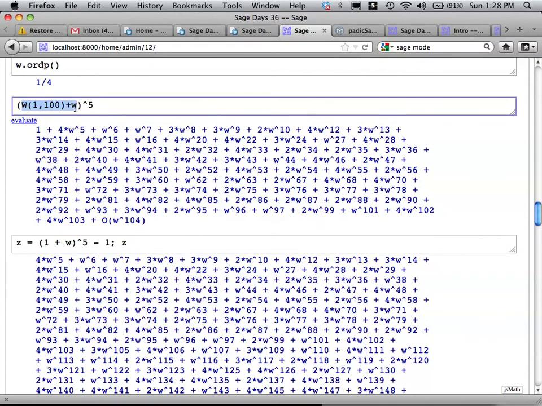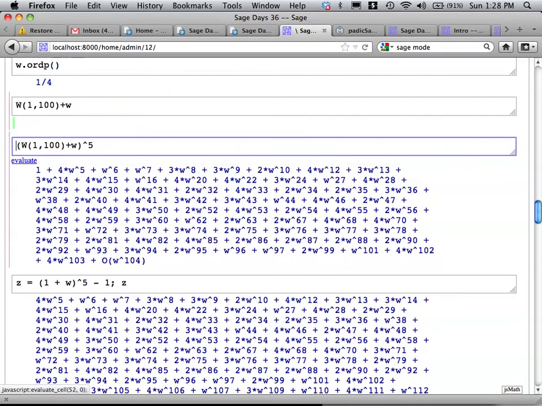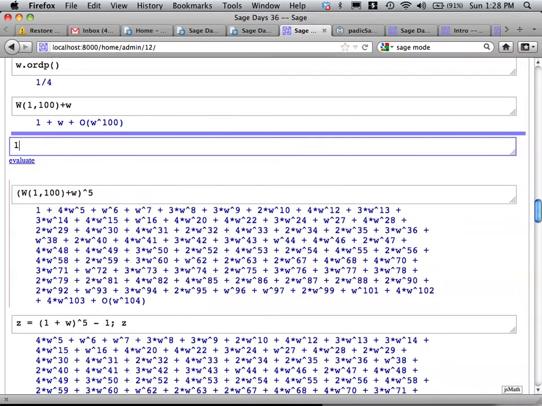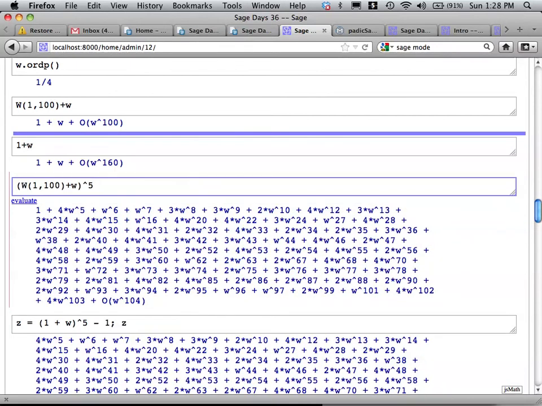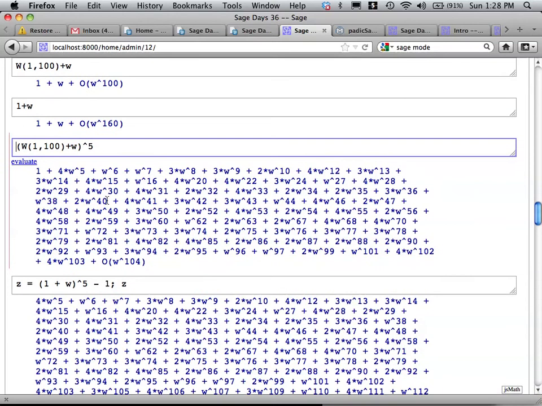So the point is that W plus 1, what is it? I mean, 1 plus W is just... Okay. So we go to the 160th. But you can't get more precision than 160 because it's capped at 160. But if you started with something with lower precision, like this, which only has relative precision 100, and you raise it to the fifth power, it'll increase the precision.